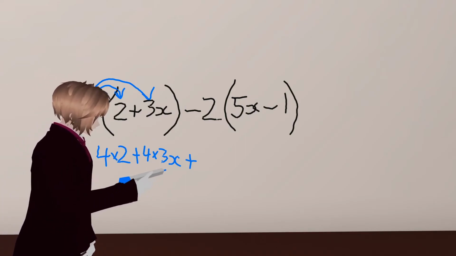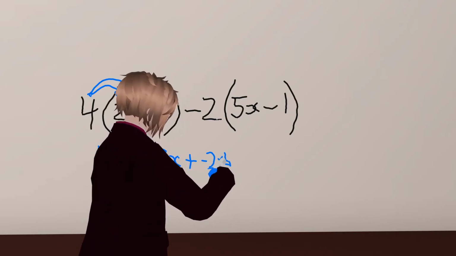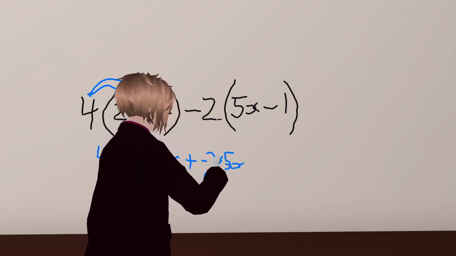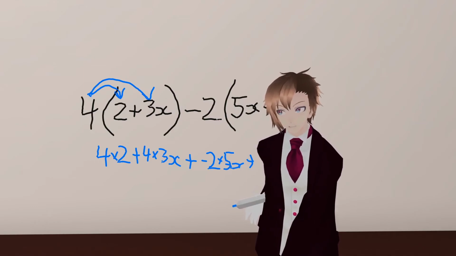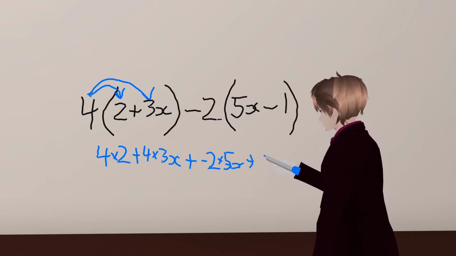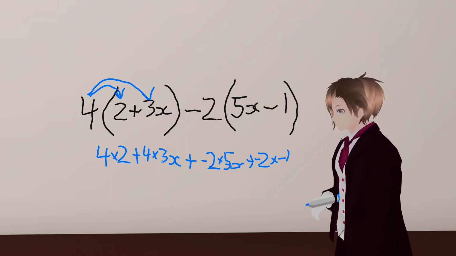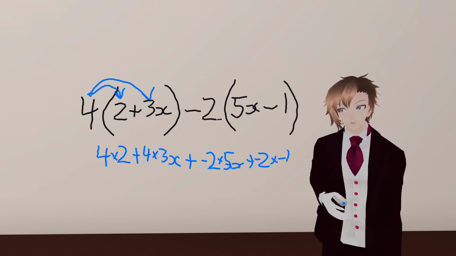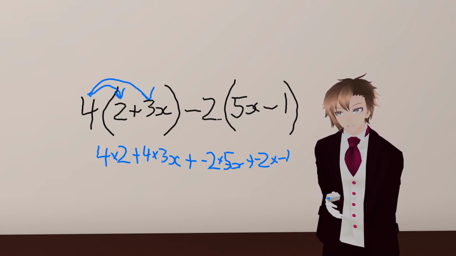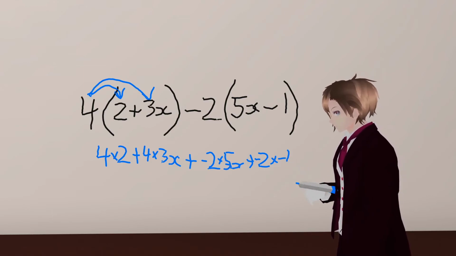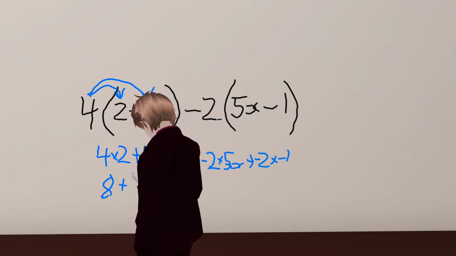So we have negative 2 times 5x, and we also have, so and another placeholder, negative 2 times negative 1. So let's work this out. So we have 4 times 2, which is 8, and we have 4 times 3x, which is 12x. So let's fill that in. We have 8 plus 12x.